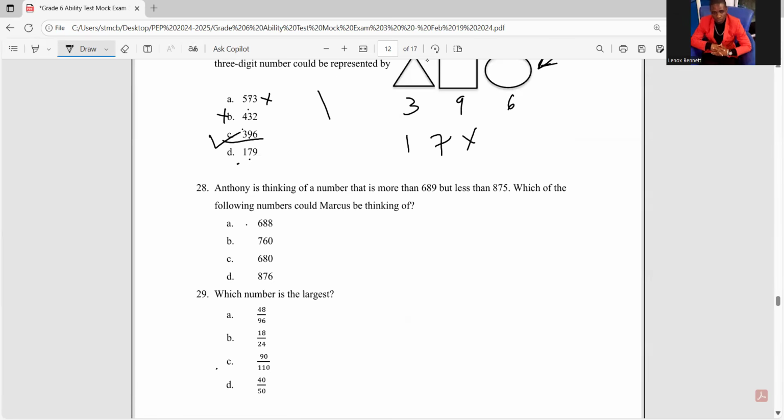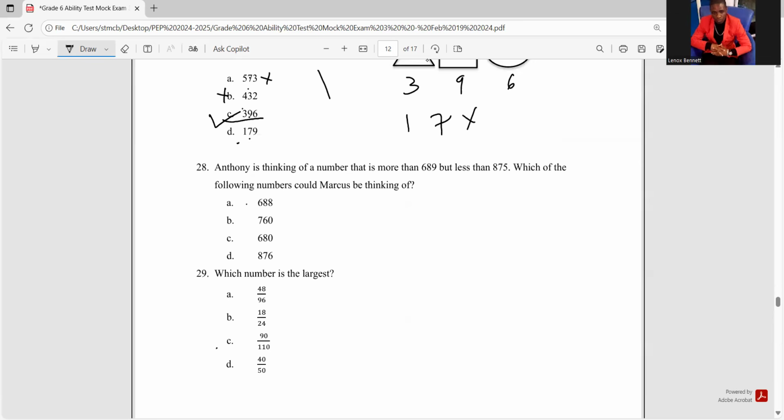Very good. All right, so 28 and 29, we can do both of those if you don't mind. You can send 28 first, or if you want, you can send both. I don't have a problem. Just differentiate between them. So put your number and then your letter. All right. 28 says, Anthony is thinking of a number that is more than 689, but less than 875. Which of the following numbers could Marcus be thinking of? So you answer that. 29 says, which number is the largest? Good luck with both of them.